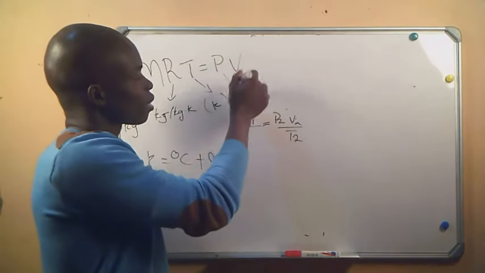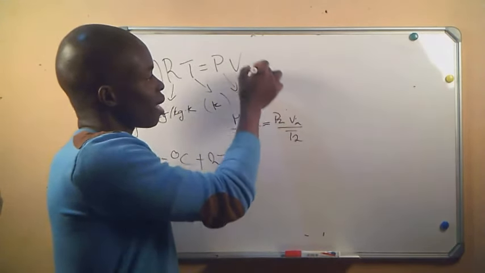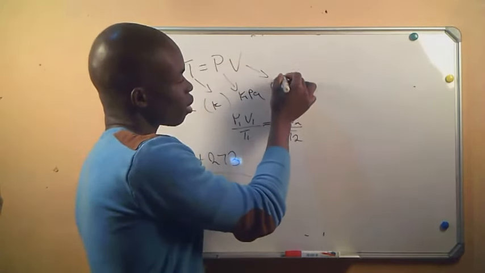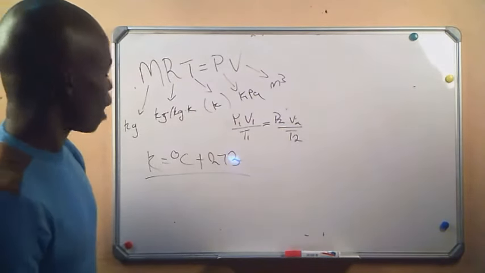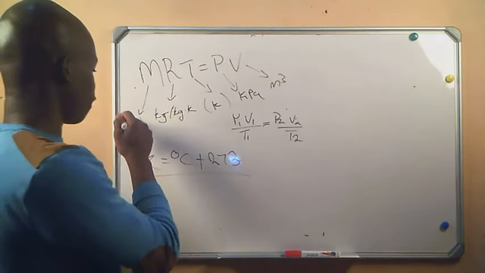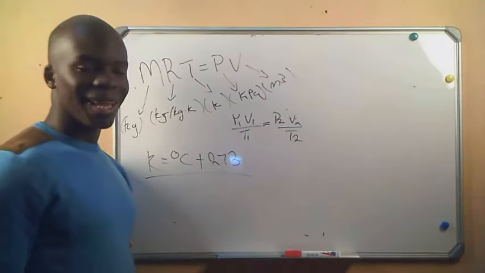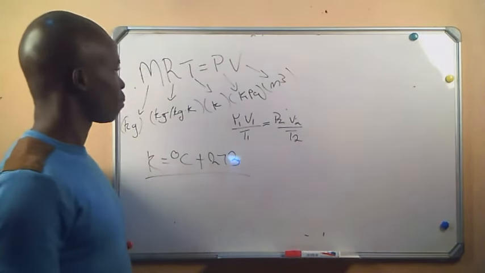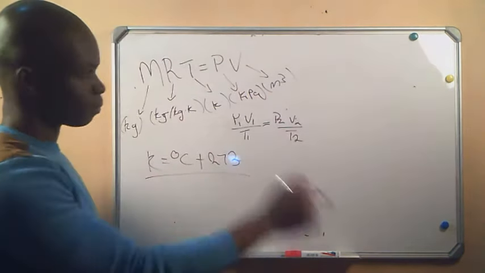Our P is pressure, and it's in kilopascals. And then we have our V, that is volume, in cubic meters. Those are our SI units for this equation, and it's called the ideal gas equation.